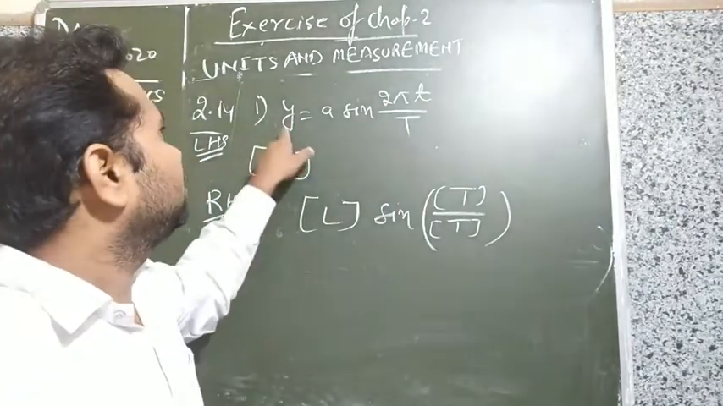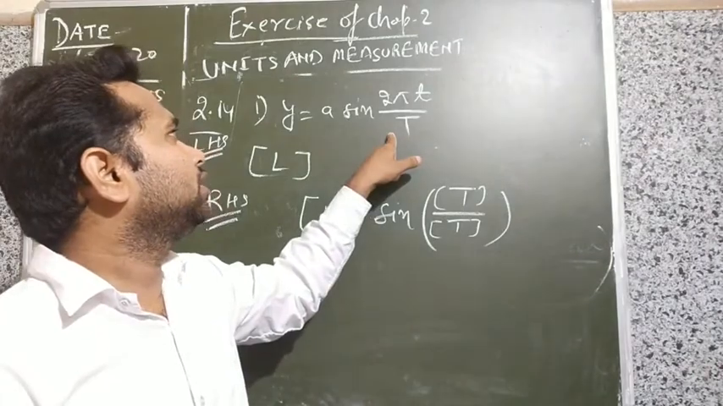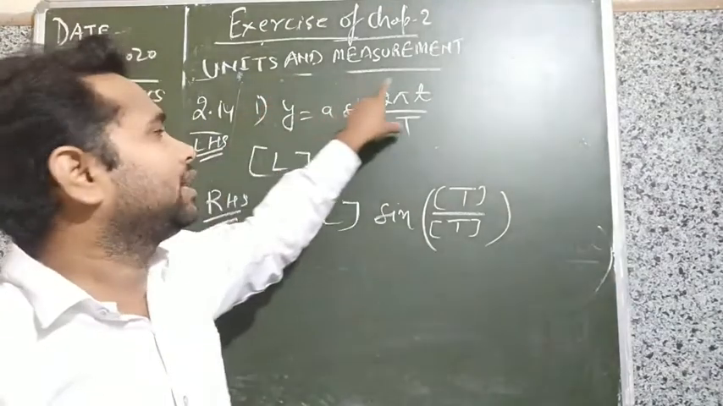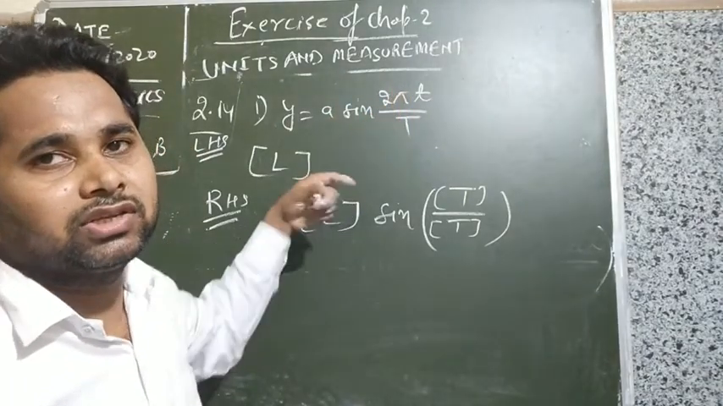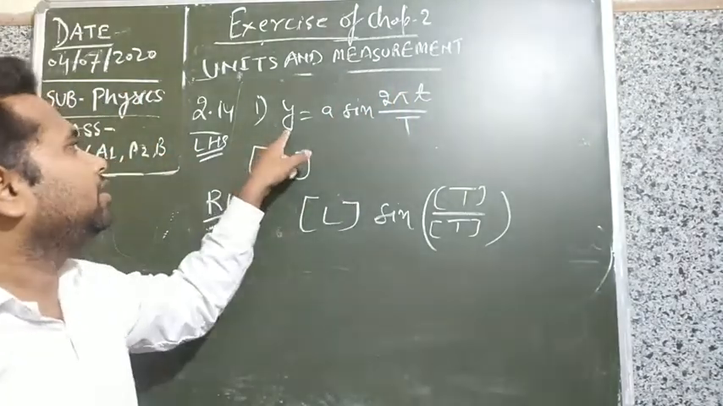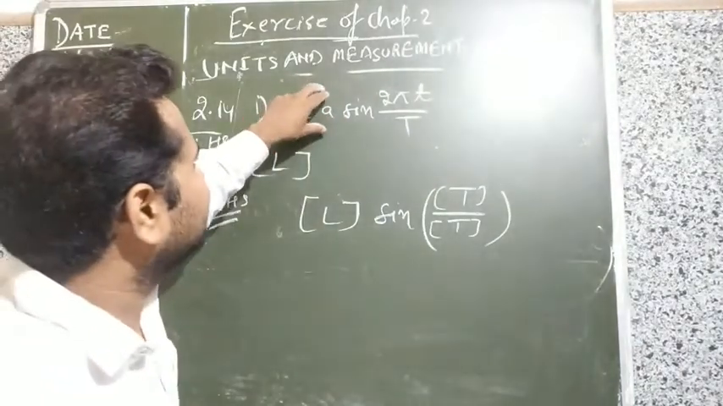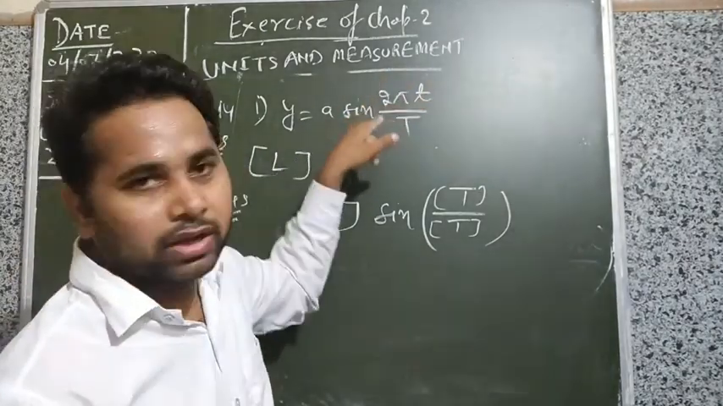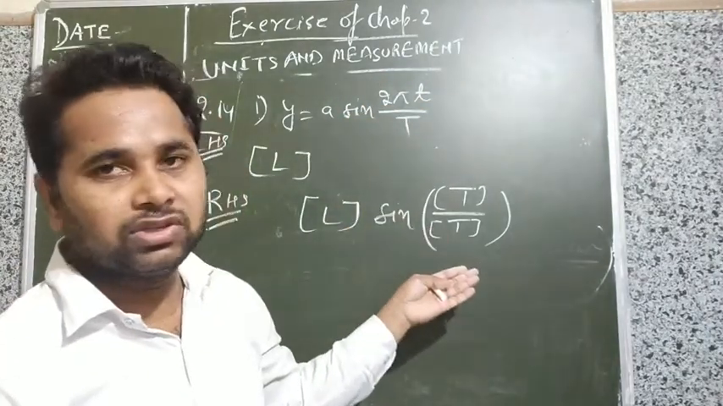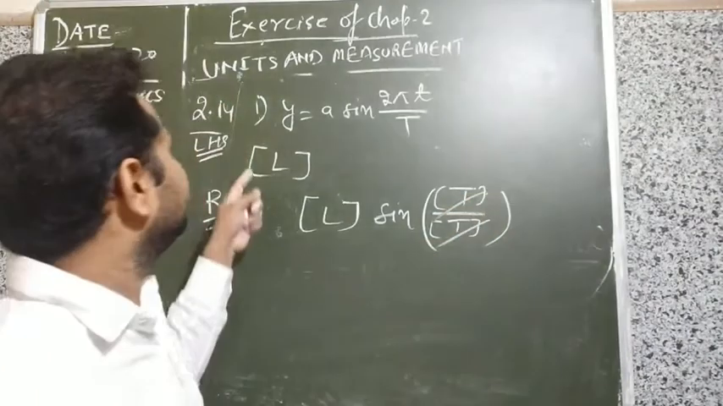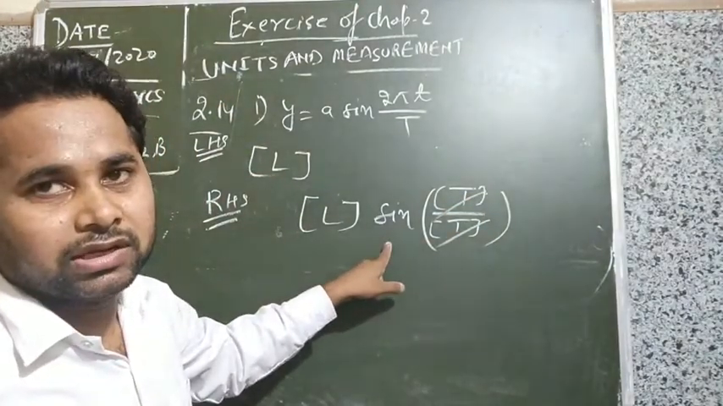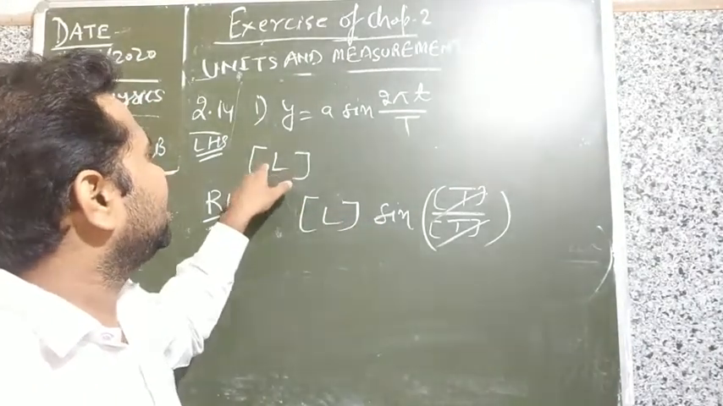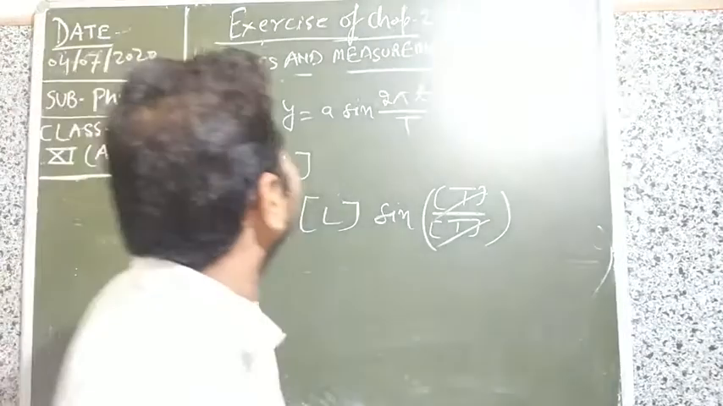See here, if we have to check the dimensional correctness of a relation, then we have to find the left hand side dimension and the right hand side dimension, and if both are equal, then the relation is correct. So left hand side is L, right hand side is also L. We take the dimension of A, that is L, and the sine argument should have no dimension, and it also appears to have none. Sine has no dimension, it is a trigonometrical ratio. So left hand side L, right hand side L, so it is correct.